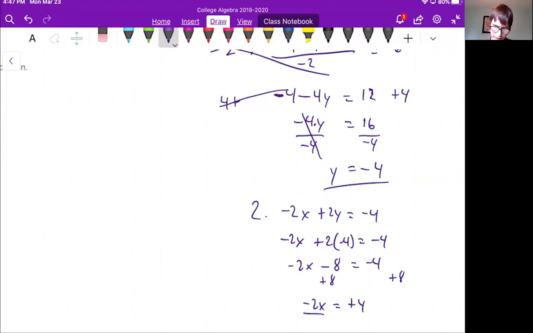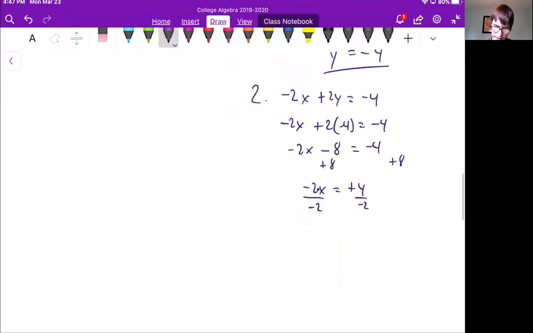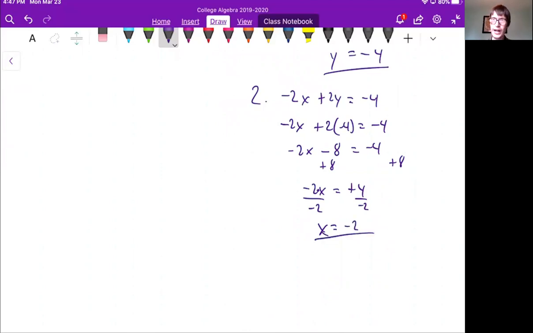And then to divide both sides, because negative 2 times x is there, we're going to do the opposite of multiplication. We're going to divide by negative 2, divide by negative 2. So that gives us x equals, 4 divided by negative 2 would be negative 2. So that is the second part of our answer. Our final solution is negative 2, negative 4. That is the solution using substitution.